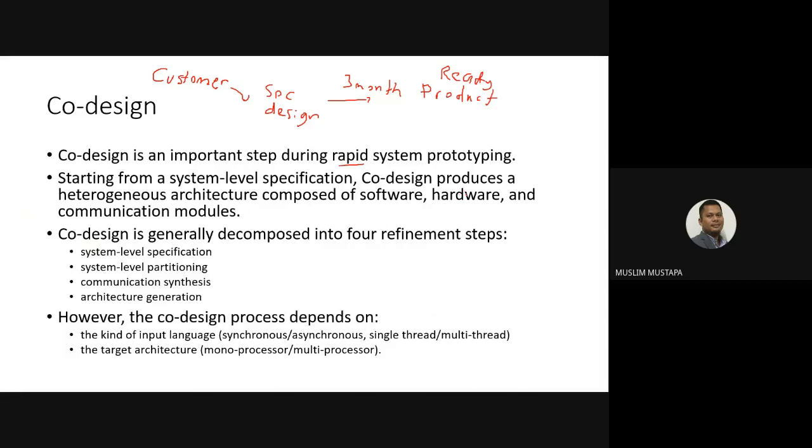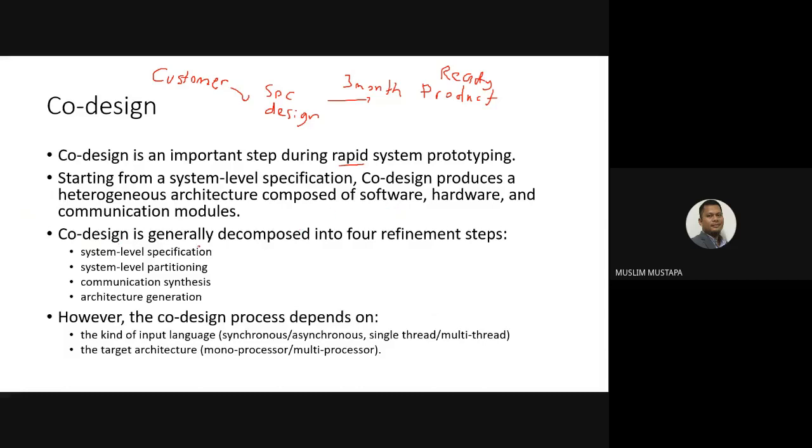That's why they say co-design produces a heterogeneous architecture composed of software, hardware, and communication modules. The antonym for heterogeneous is homogeneous. Homogeneous is only one. Hetero means that there are multiple things inside one process, so the multiple things are the software, hardware, and also communication modules.